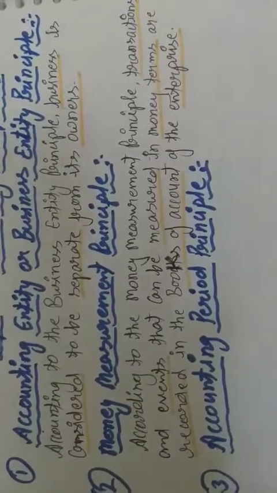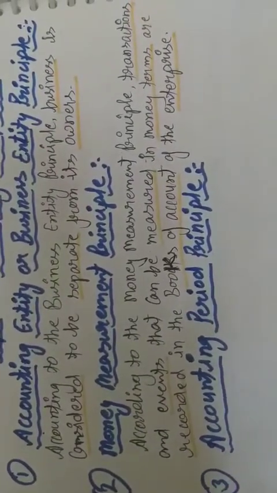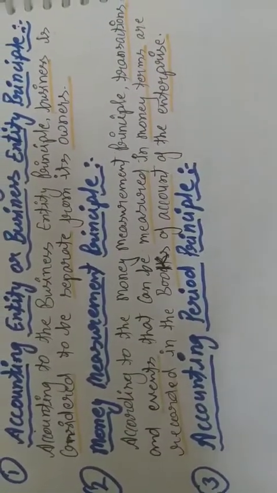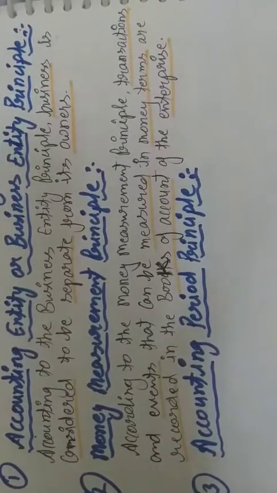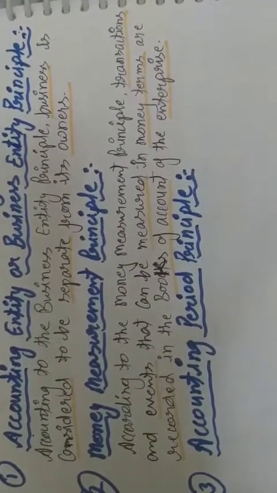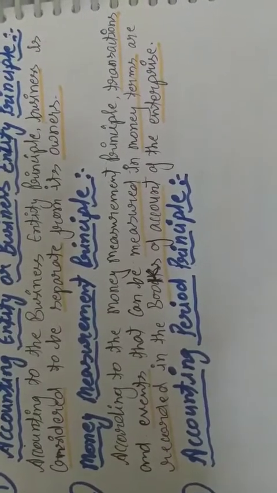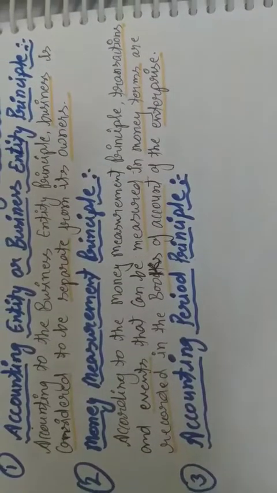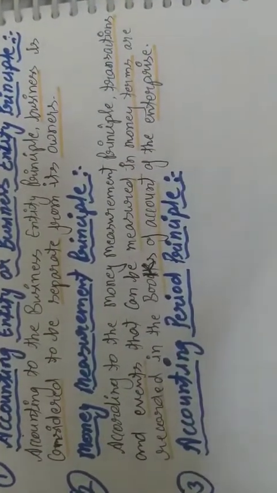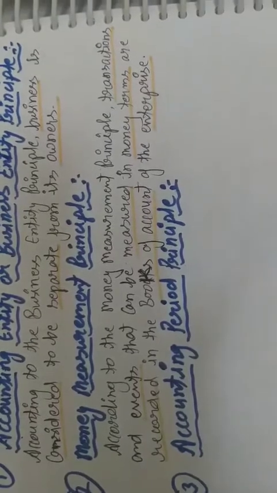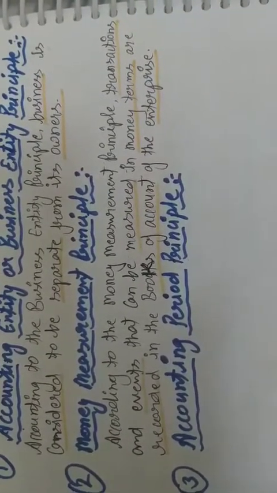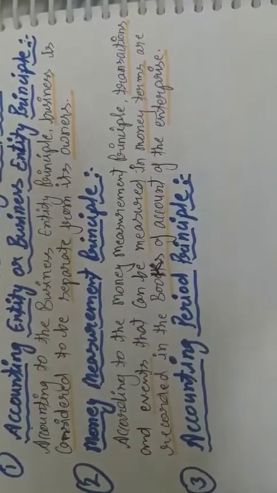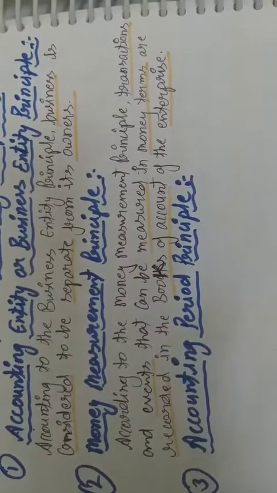Accounting period principle says we prepare the accounts of a business or enterprise for a time period. It means we take one financial year. For that we prepare our final account, and similarly in the next year we again prepare the final account. So sequentially we prepare a final account year by year.